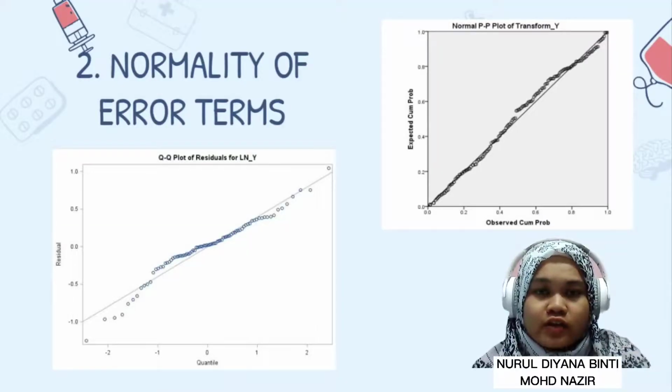The normality of the error term in the final model. We can see from the QQ plot of residual for ln Y, the error terms are normally distributed since most of the points lie on the 45 degree straight line. And we can confirm that by having the output plot from SPSS, where the normal PP plot of ln Y also shows that the error terms are normally distributed because almost all points are aligned on the 45 degree straight line.